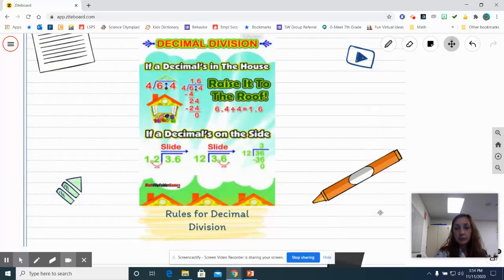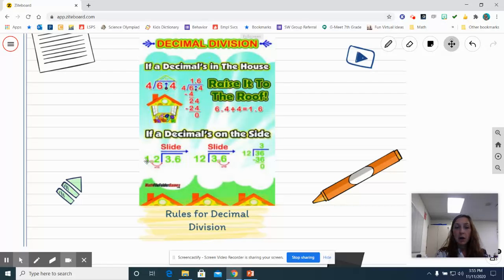Decimal division is, again, just combining the rules for multiplying and dividing integers. You're going to use the exact same rules for dividing with decimals, and you're going to divide how you have already learned. Basically, if there is only a decimal in the dividend, which would be in the house, according to this picture, you just bring it up into the answer right above where it is in the problem.